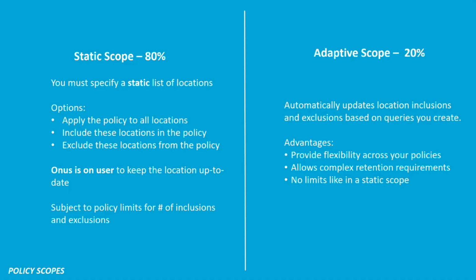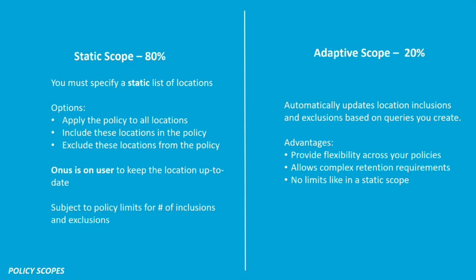Alternatively, we do have adaptive scopes, which automatically update the location of where retention labels are being published based on the inclusions and exclusions in queries you create. This is a bit more flexible and allows complex retention requirements and doesn't have the same limits as a static scope. So those are just some things to keep in mind.